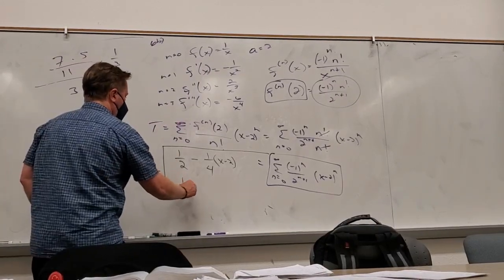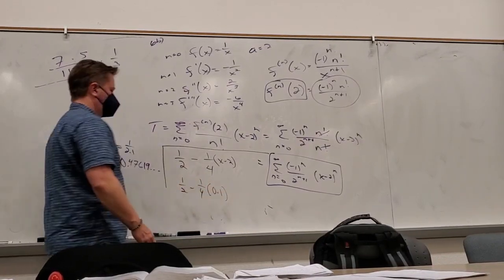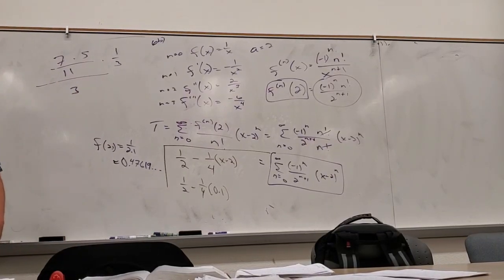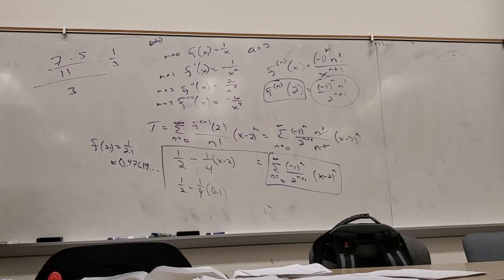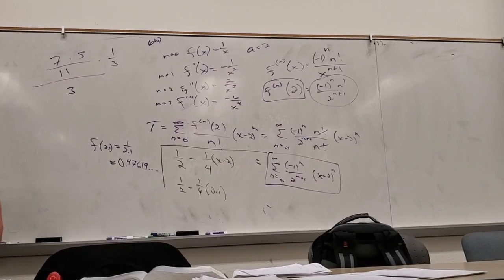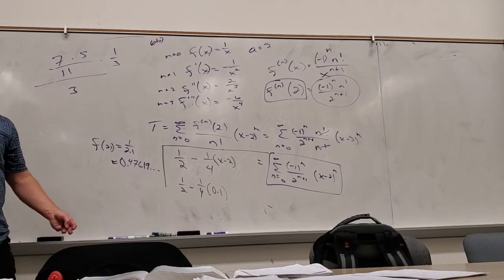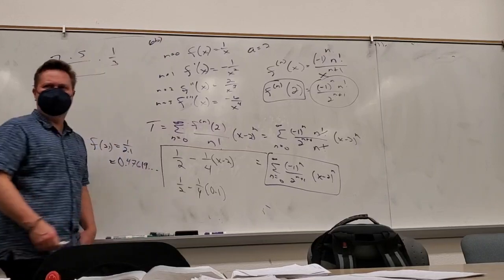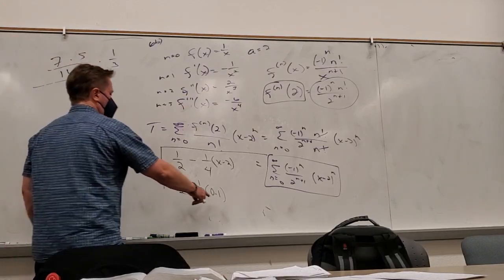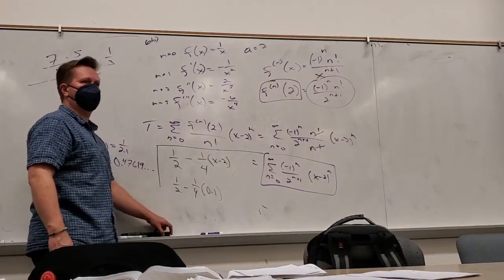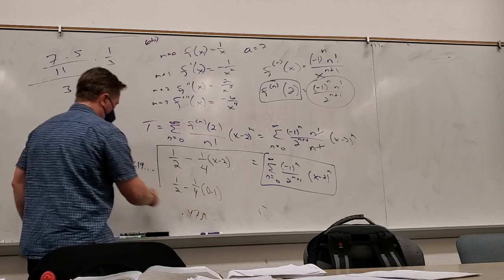So it's 1/2 minus 1/4 of 0.1. Is it 0.025? Is it 0.0475? Somebody doing that? Is that what you got? Anybody doing that for me? No? Come on. 1/4 would be 0.25. 0.25 times 0.1 is 0.025. 0.5 minus 0.025 is 0.475. So we're already close.